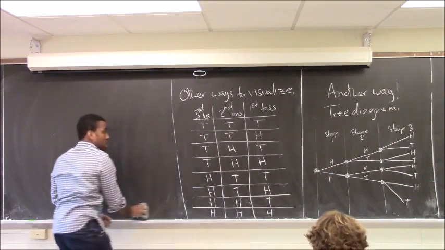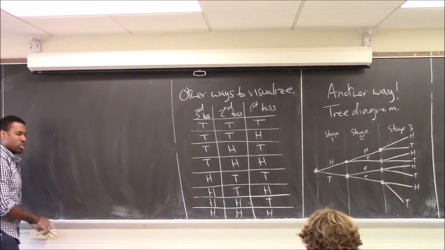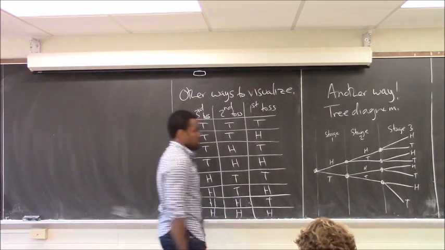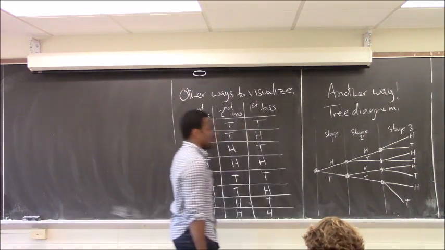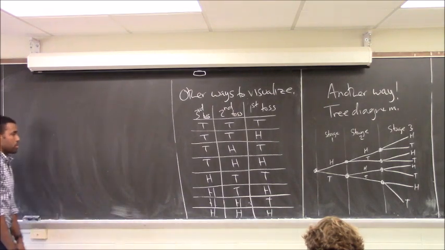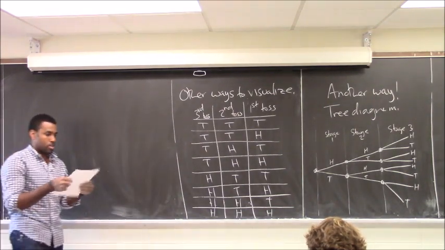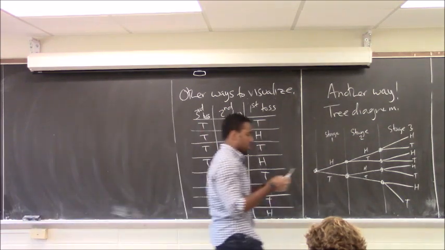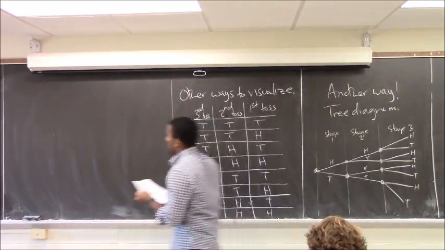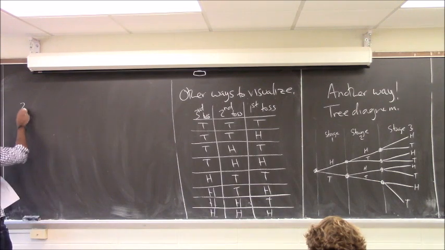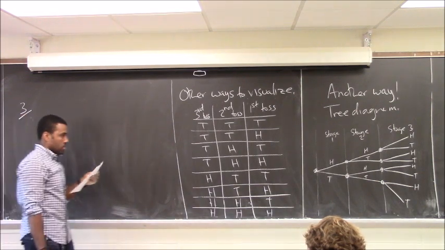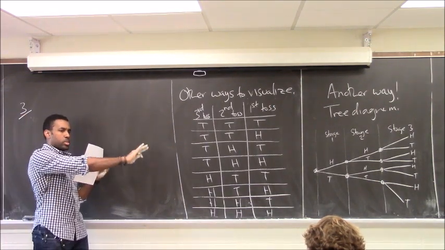So many ways you can visualize it, but at the end of the day, the multiplication rule is going to be your intuition here, because you can think of a coin toss as some stage in an experiment. We got a lot of mileage out of that one. Okay, so let's move on to 3. Any questions on any of the ideas I just presented?